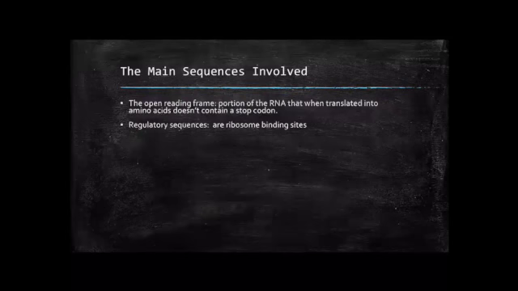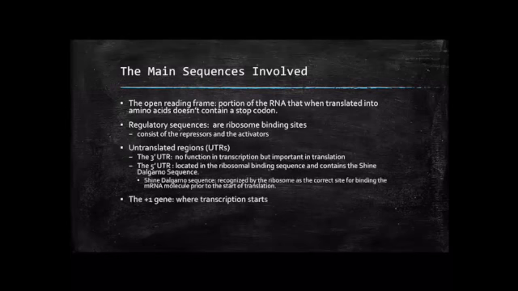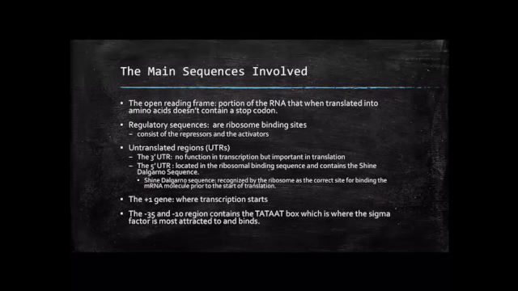It is now time to discuss the main sequences involved in this process. It is important that you understand these fully so that when we go and discuss the steps of transcription, you understand their roles. The first main sequence we're going to discuss today is the open reading frame. The open reading frame is the portion of the RNA that when translated into amino acids, does not contain a stop codon.